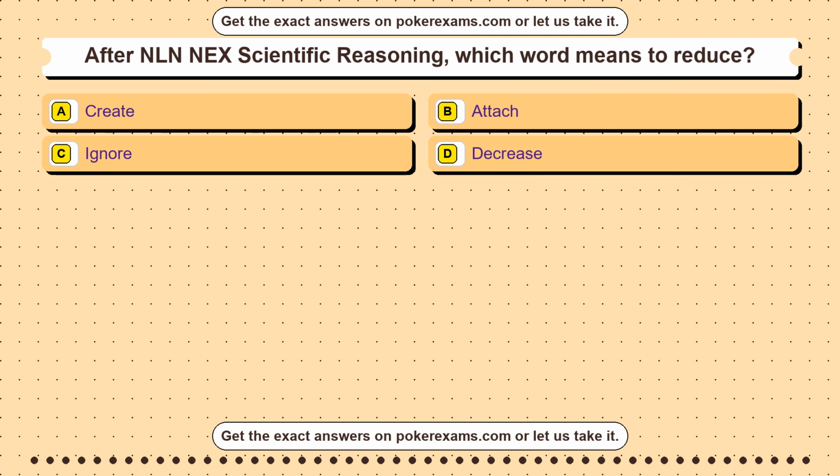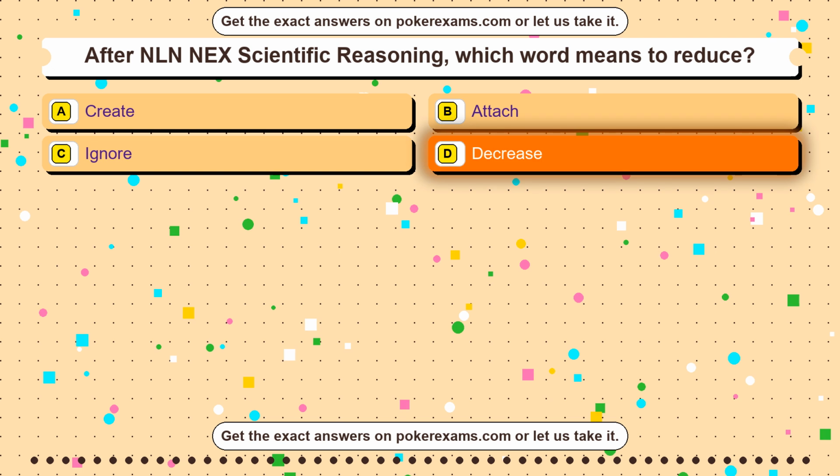Question 46. After GED science practice test, how should 0.25 be written as a fraction? Option A, 1/2. Option B, 2/5. Option C, 25/10. Option D, 1/4. The correct answer is option D.